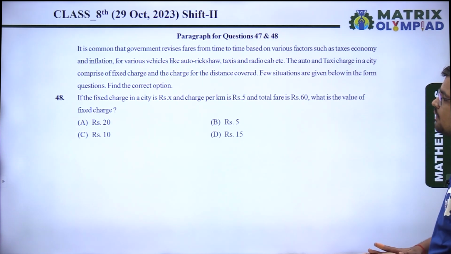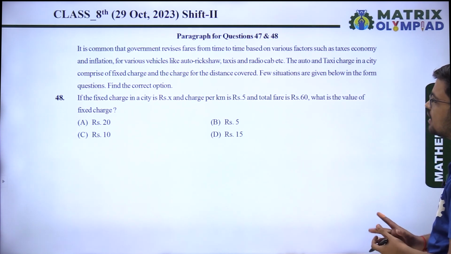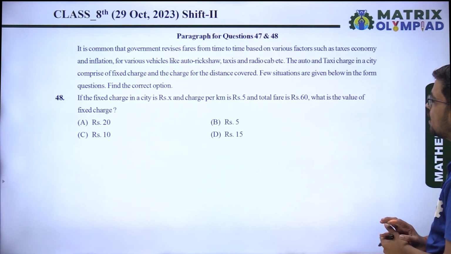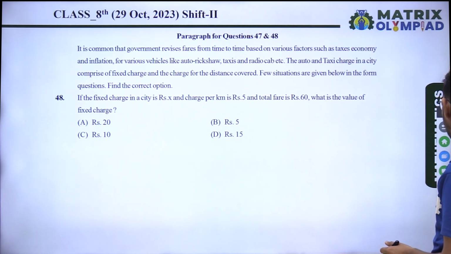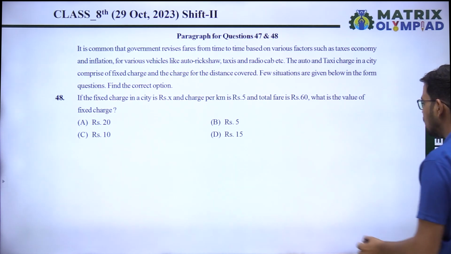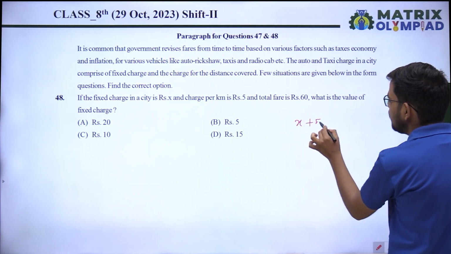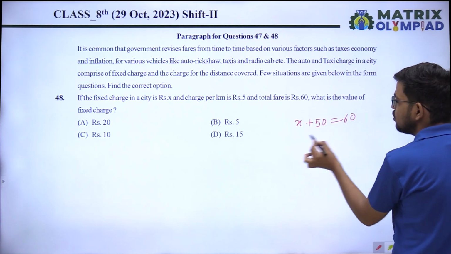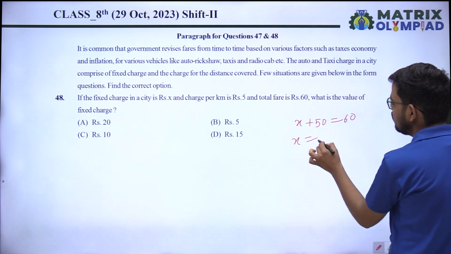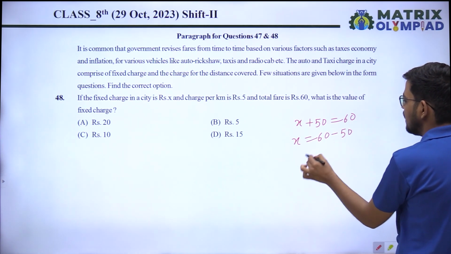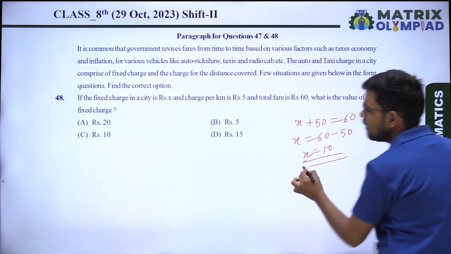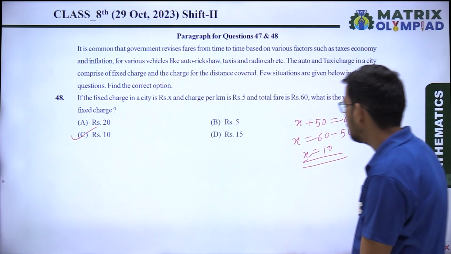Next question, if the fixed charge in a city is X, the charge per kilometer is 5 rupees, and the total fare is 60 rupees, what is the value of the fixed charge? In the previous equation, we found X plus 50 equals 60. So when we simplify it, X equals 60 minus 50, X equals 10. So the fixed charge is option C, rupees 10.